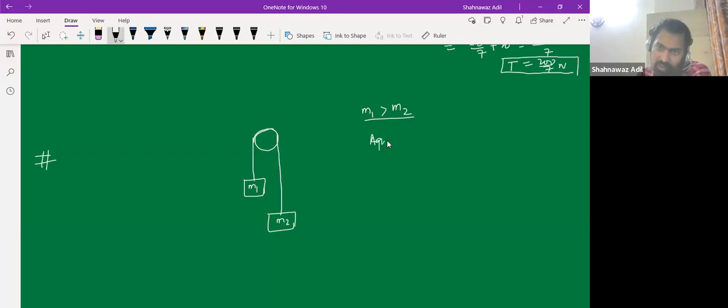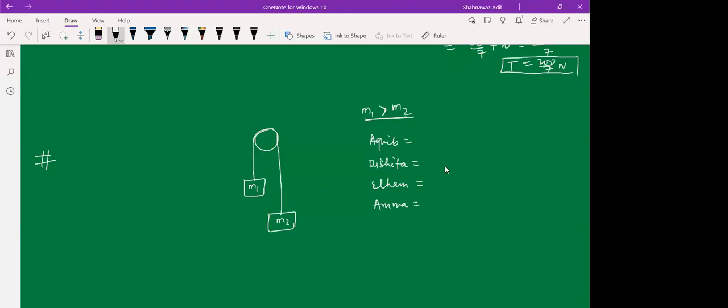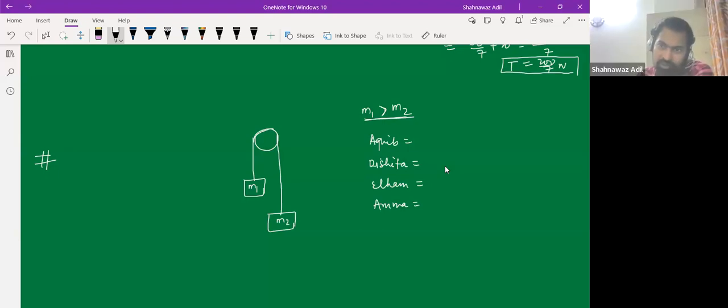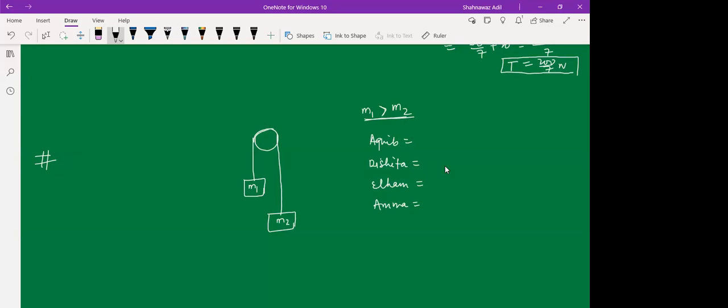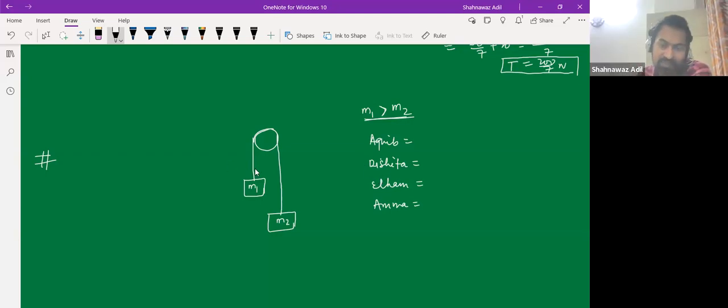Akib, Rishita, and Elham, this question is for all of you. If mass M1 is greater than M2, so where? No, sir. Yes, M1. No, M2, sir, is greater. M2 is greater than, no, no, M1.